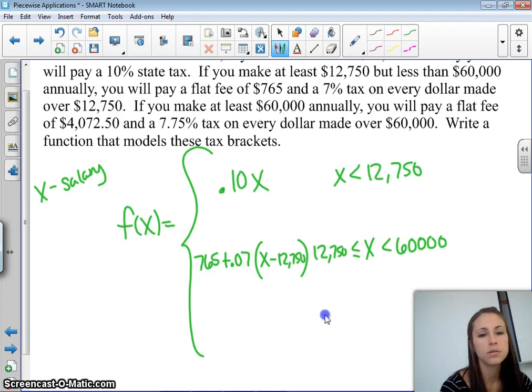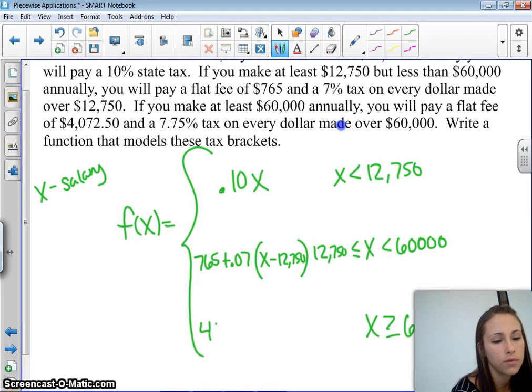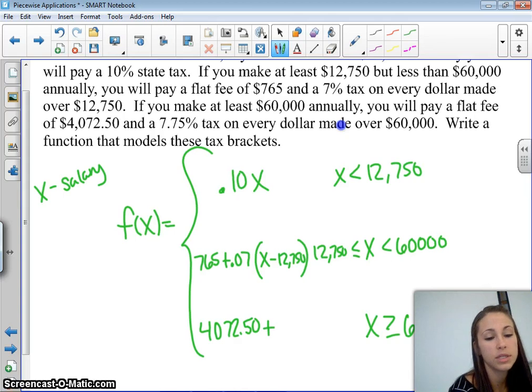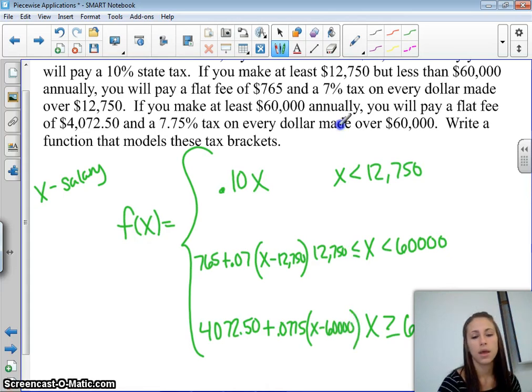Now, the last bracket is if I make at least $60,000 annually, so that's x is greater than or equal to 60,000. I'm going to pay a flat fee of $4,072.50 and then a 7.75% tax, so that would be 0.0775 on every dollar made over 60,000. So I would find that by doing x minus 60,000, and that would give me the amount of money that I make over 60,000, and then that's what I'm going to pay the 7.75% tax on. And so then here's my function that models that.